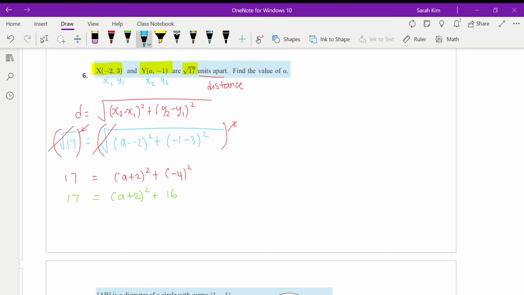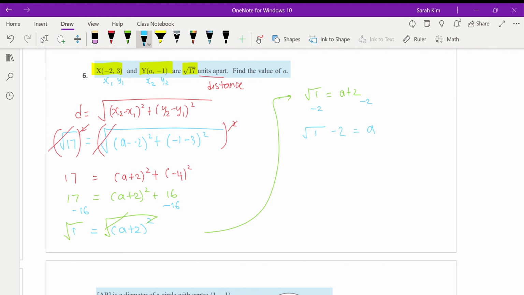I'm going to get rid of the 16 by doing -16. So I get 1 equals (a plus 2) squared. Alright, almost there. I have to get rid of this squared, so I've got to square root both sides. So if I go over here, square root of 1 equals a plus 2 because they cancel. And I just got to do take 2. So my answer is square root of 1 take 2 equals a.